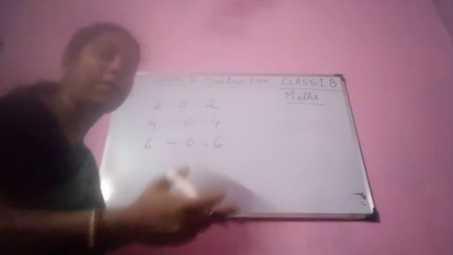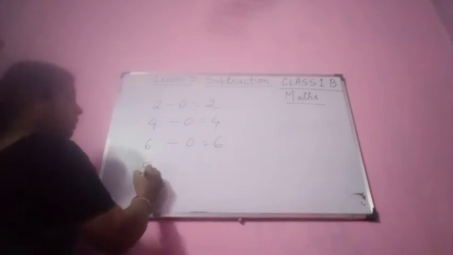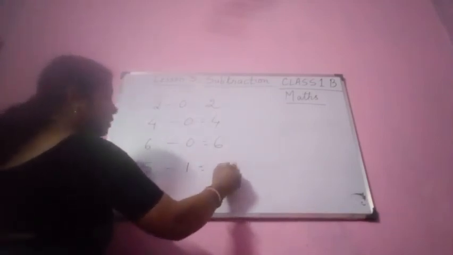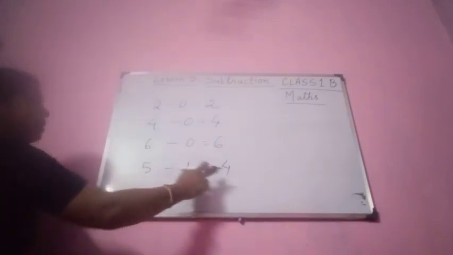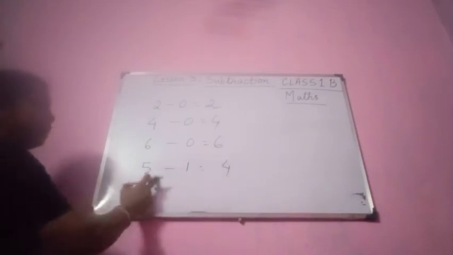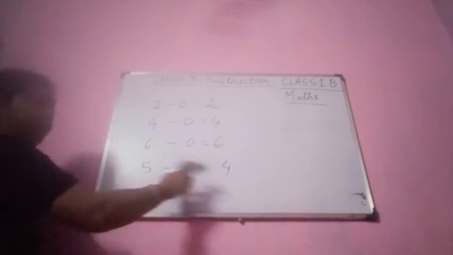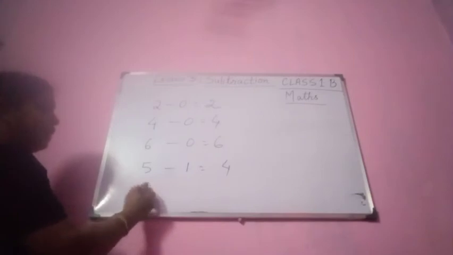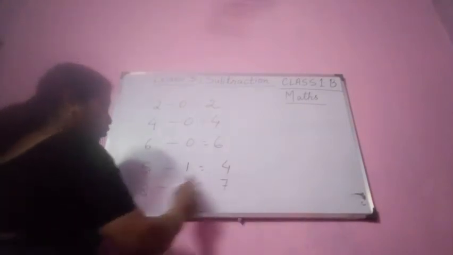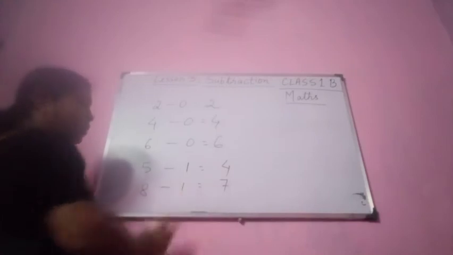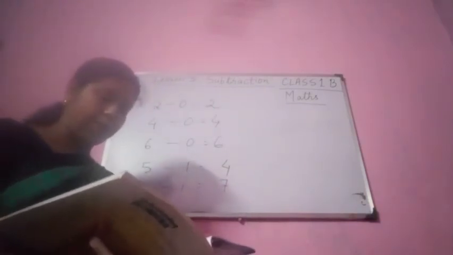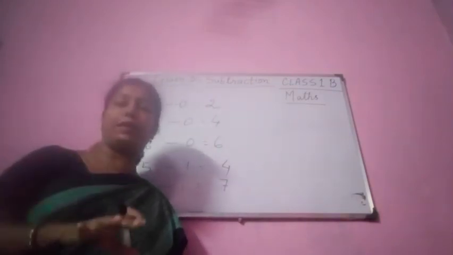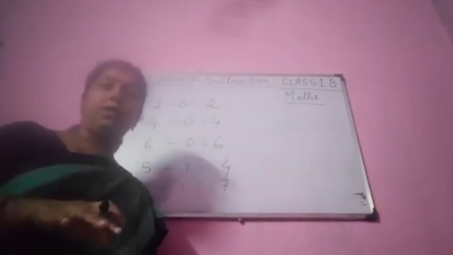Okay, next one you see subtracting 1 from a number. If you subtract 1 from any number, suppose 5 minus 1, what will be the answer? 4. Okay, so you see from which number you are subtracting 1, the answer will be the number before that. See, 4 comes before 5. What comes before 5? 4 comes before 5. Okay, now you see 8 minus 1 will be how much? 7. So before 8 what comes? 7 comes. So you see here, when we subtract 1 from a number, we get the number that comes before it.